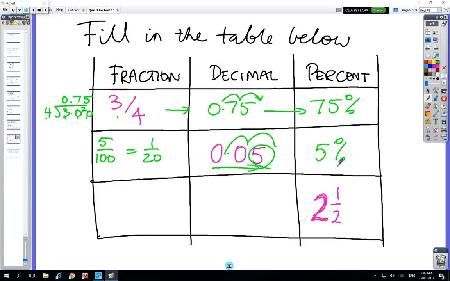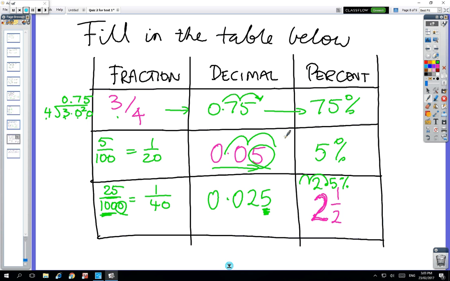In the last one, 2.5% becomes 2.5, then go back 2 places, so the decimal is 0.025. This column here is called the thousandths, so it's 25 over 1,000, and then 25 into 25 goes once, 25 into 100 goes 4, and then we've still got that last 0, so we end up with 1 over 40. Okay, moving on.